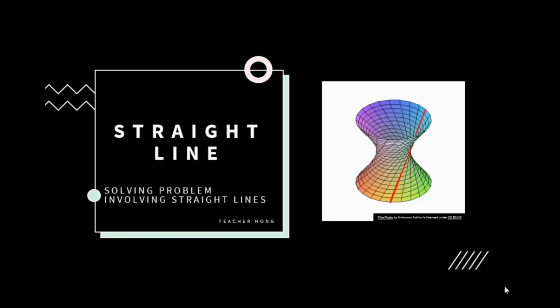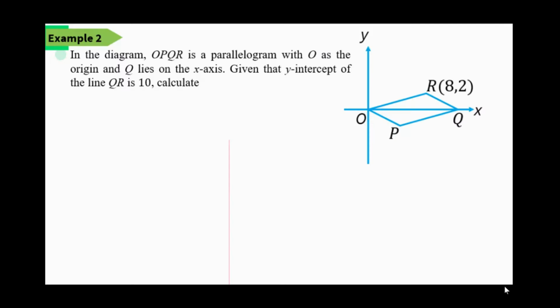In this video, we learn solving problems involving straight lines. In the diagram, OPQR is a parallelogram with O as the origin and Q lies on the x-axis. Given that the y-intercept of the line QR is 10, calculate.